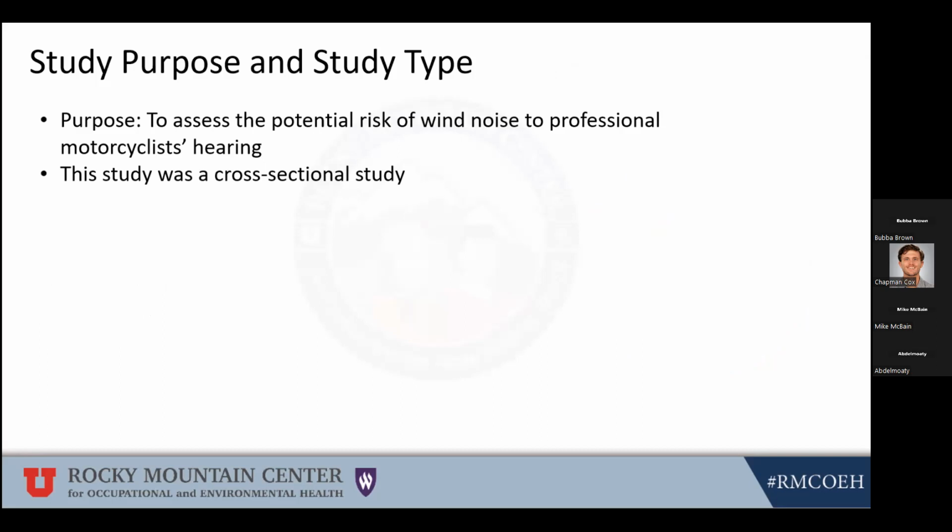So the purpose of this study was to assess the potential risk of wind noise to professional motorcyclist hearing. At the beginning of the article, the introduction talks about a relationship that they found between noise levels and speed in motorcyclists. At the bottom level, it starts at 40 miles an hour, pretty low, but then it increases pretty rapidly up to 150 miles per hour that motorcyclists typically go.